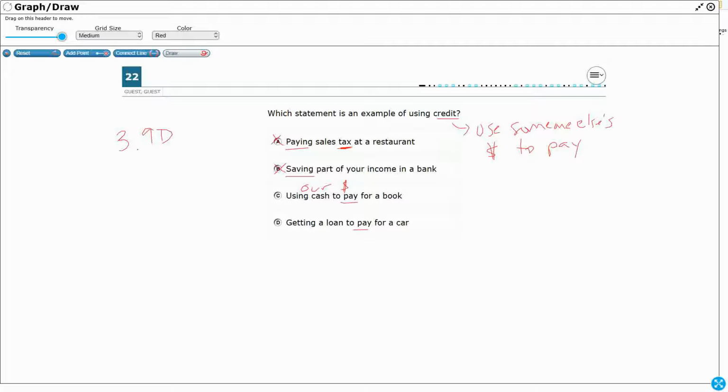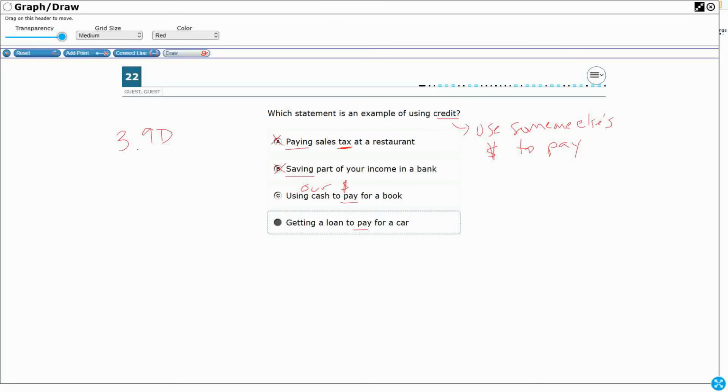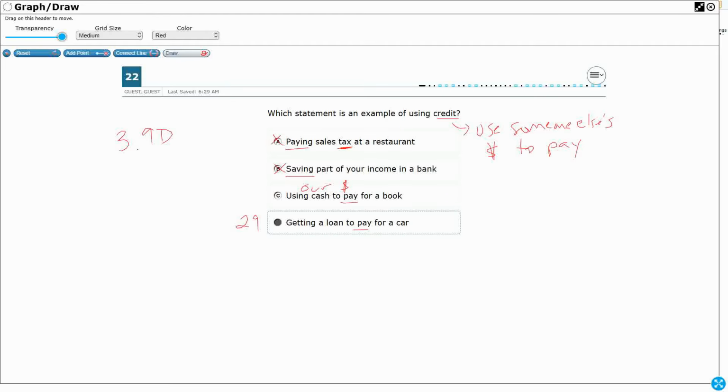And this is a loan, and then we're inferring we're getting a loan from the bank, the credit union, something. And so that is our answer, B. We're getting a loan for somebody else to pay, but that comes from knowing what credit is. Only 29% of our students got this correct. Actually, more students chose B, saving part of our income, and I don't think they necessarily got confused. They probably just were not sure what credit was.